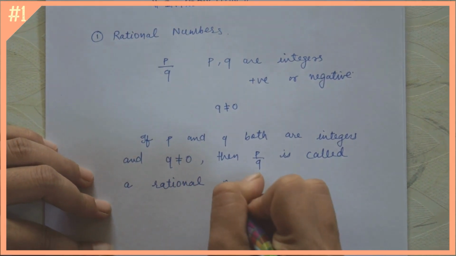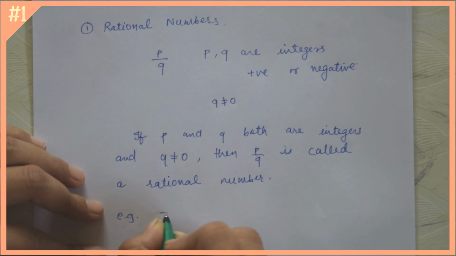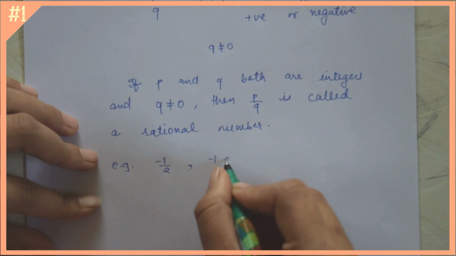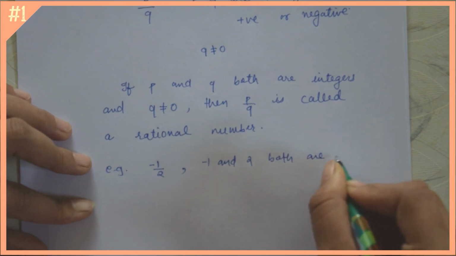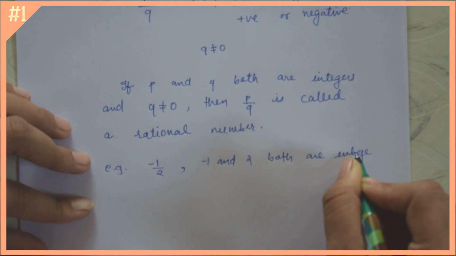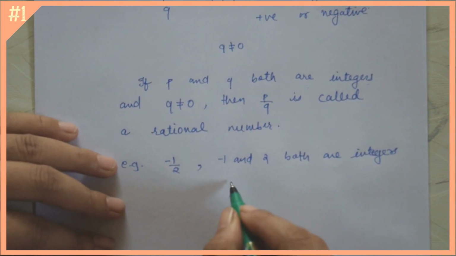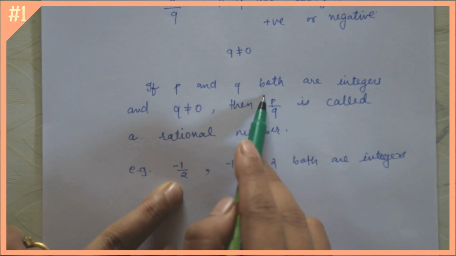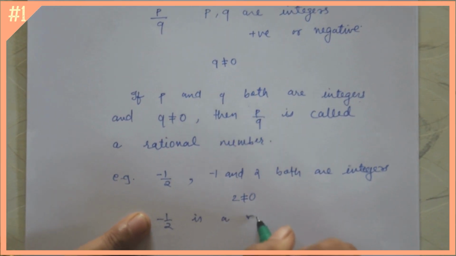So to give you an example, say -1 upon 2. Now here -1 and 2 both are integers. This is the first condition that we have to check, right? P and Q should both be integers. So they are integers. And what's the denominator here? It is 2. 2 is not equal to 0. So both the conditions are satisfied. So we can say that -1 by 2 is a rational number.